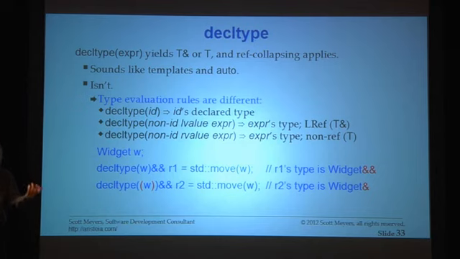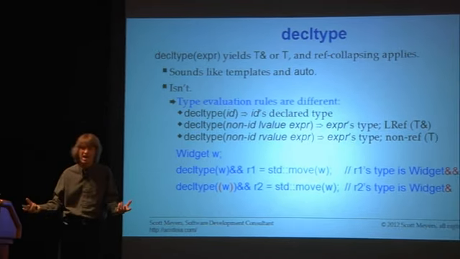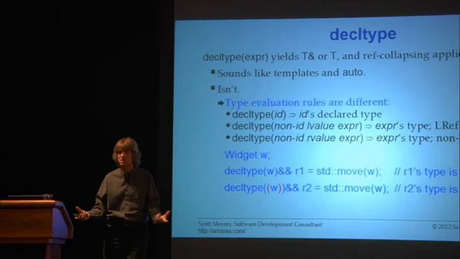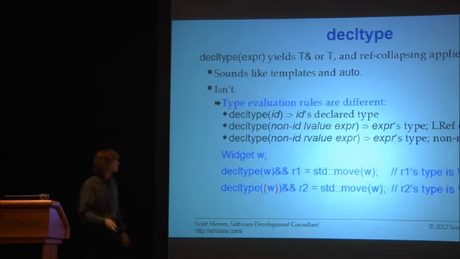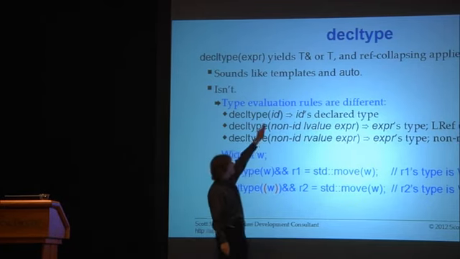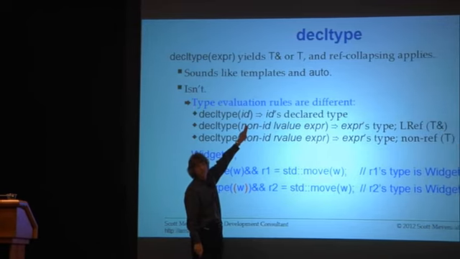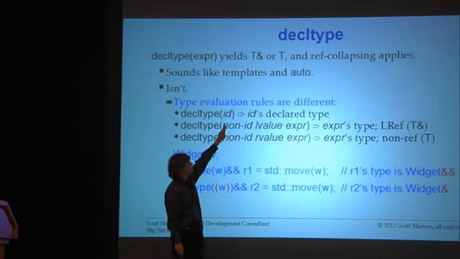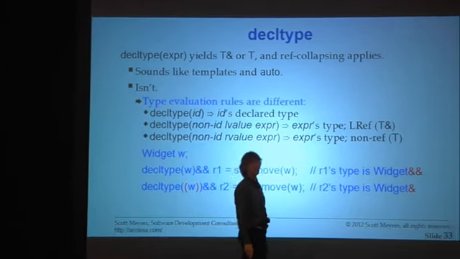You can't possibly expect to have type deduction performed the same way everywhere in the language. What are you thinking? Decltype of an ID, in other words, a variable name, an identifier. Decltype of an ID is the declared type of that identifier.